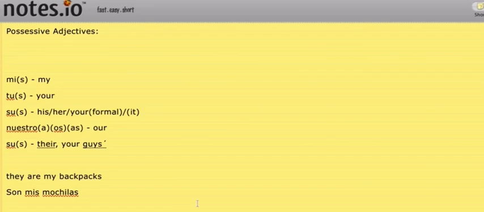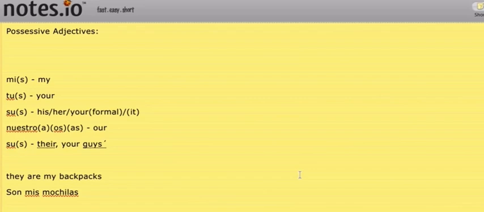So overall, possessive adjectives, a main takeaway to think about is the fact that they mainly work like adjectives, and the fact that there are singular versions, there are plural versions. And then another thing to note is the fact that it's always going to be in reference to what is being possessed, not who is possessing.